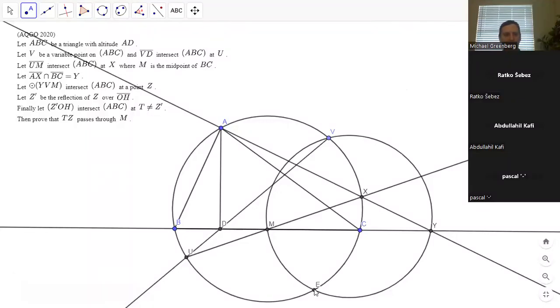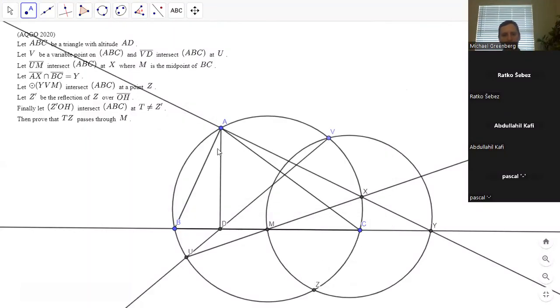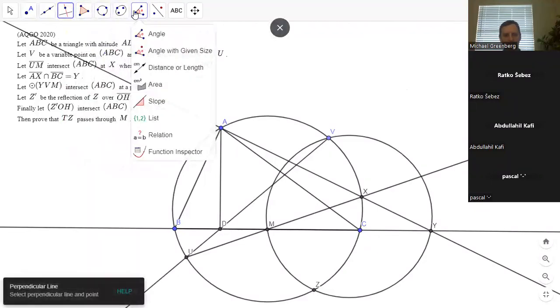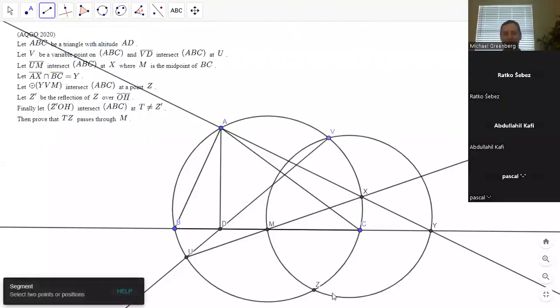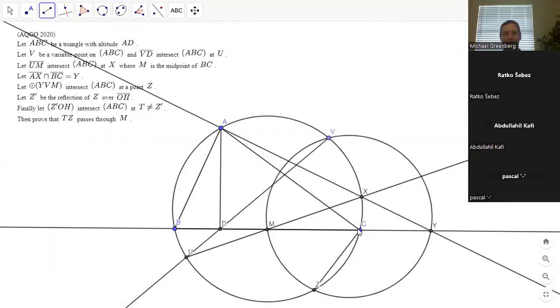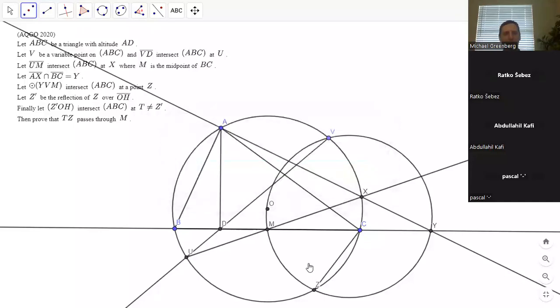So basically, first we could maybe try to show something about Z. Is Z the antipode of A? Let's see. Because then this is really just like, oh my goodness. So first is just showing Z is the antipode of A. And then once we show that, Z prime is the reflection of Z over OH. This is really two problems in one. First shows Z is the antipode of A.